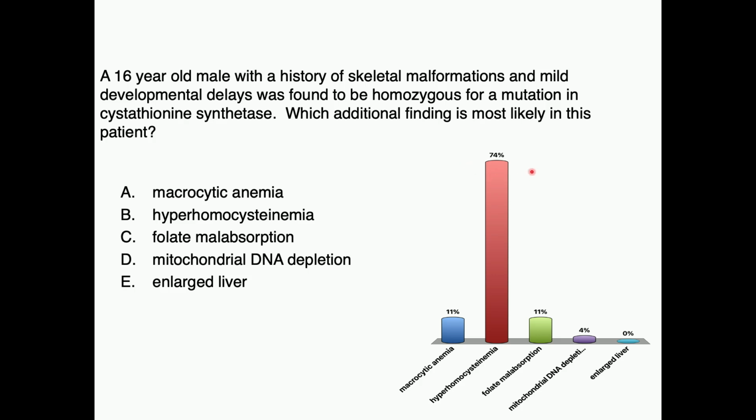Okay, so hyperhomocystinemia, I think, is the best answer here. Would the patient have a macrocytic anemia? I don't think so. Yeah, I think the folate, the thymine cycle should be fine.